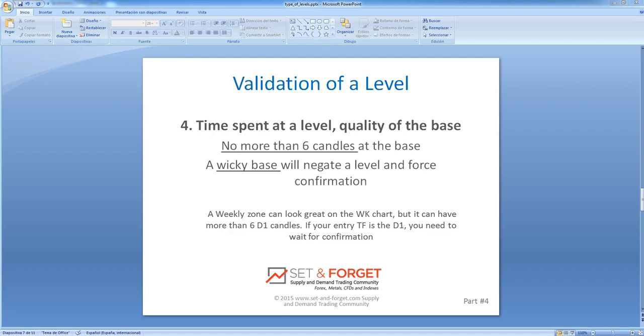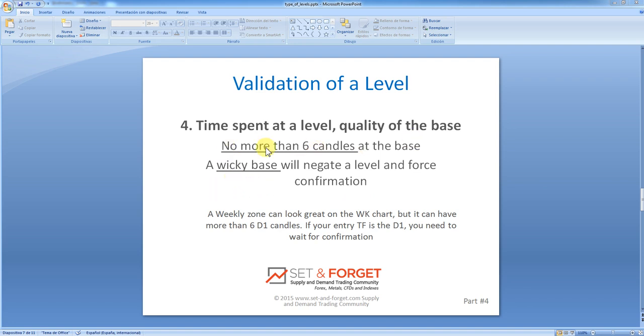Let's talk about another parameter that we need to take into account in order to validate a level, to score it. And this is the time spent at a level, the quality of the base, the basing of a level. That is very important. This is a very important feature of a level, as important as the departure we covered in the first point.